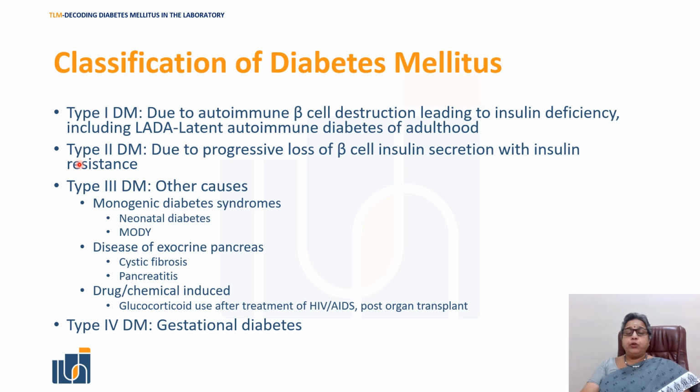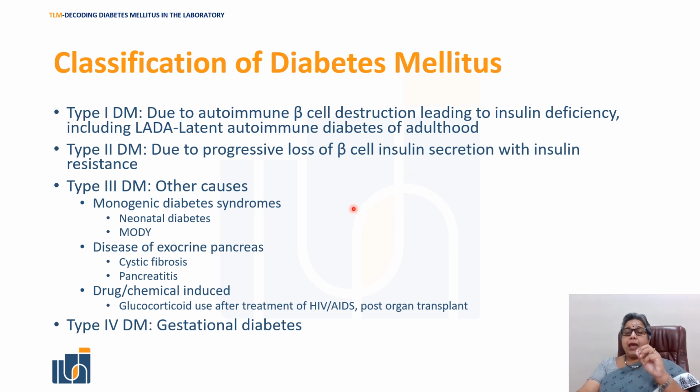Now we come to type 2. This is the most ubiquitous type of diabetes that is there, and this is due to a progressive loss of the beta cell insulin secretion. So you have adequate beta cells, they are secreting insulin, but that slowly decreases over time. So there is glucose, but there is not enough insulin to act on the glucose, which will lead to elevated glucose levels or hyperglycemia, and therefore to diabetes mellitus.